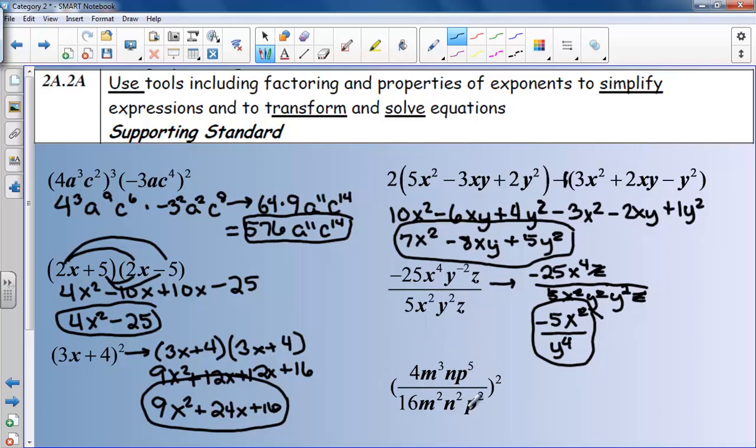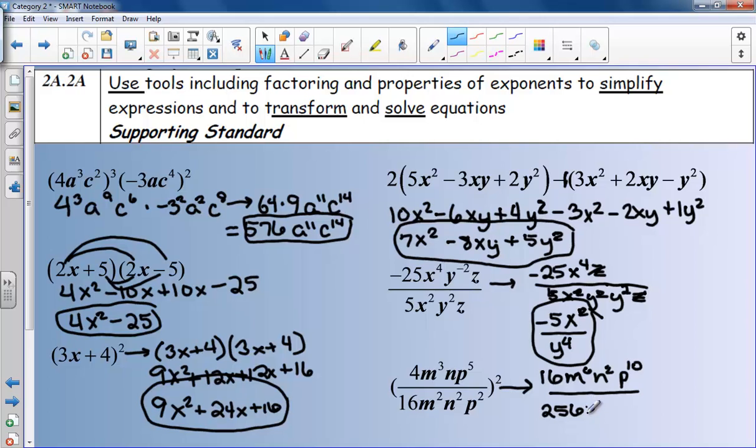And then I have this, and this whole thing is squared. It's inside these parentheses, which means everything in here has to be raised to the 2nd power, including my numbers. So I'm going to begin with 4 squared, which is 16. M to the 3rd squared, so I have m to the 3rd twice, or m to the 6th power. I have n squared, p to the 5th twice, or p to the 10th power, over 16 squared, which I believe is going to give me 256.